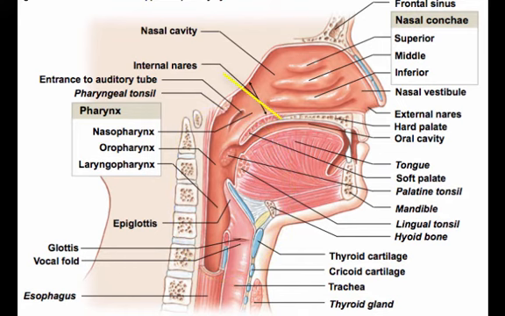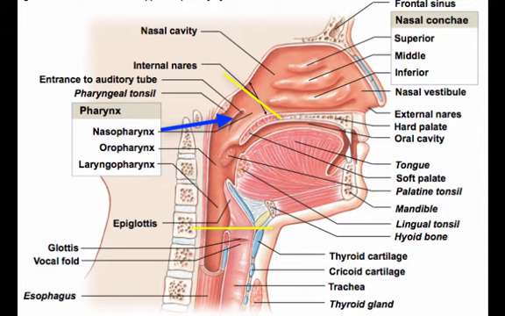It extends from the internal nares to the entrances of the larynx and esophagus. It can be divided into the nasopharynx, the oropharynx, and the laryngopharynx. The nasopharynx is the superior portion of the pharynx and contains the pharyngeal tonsils as well as the openings to the left and right auditory tubes.